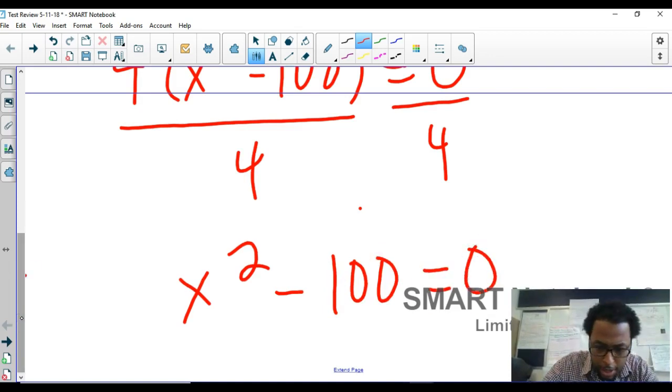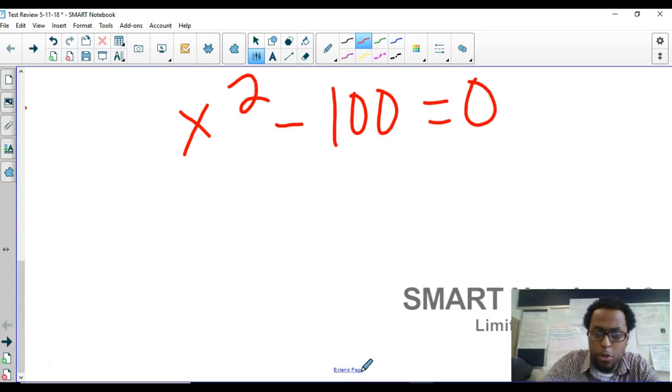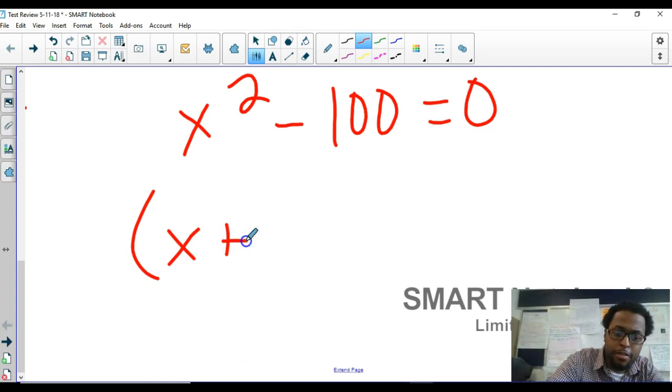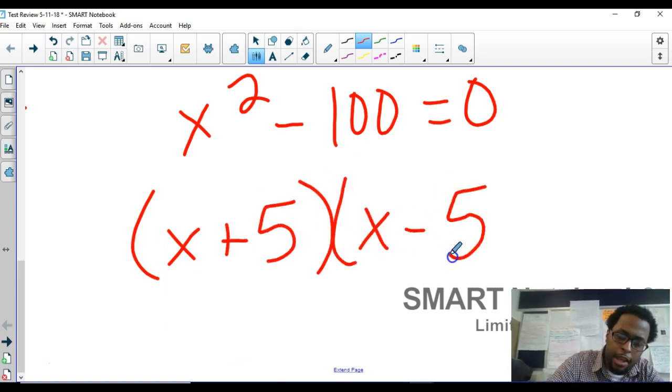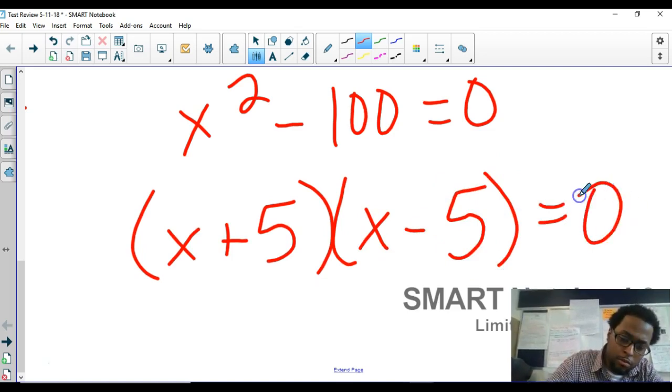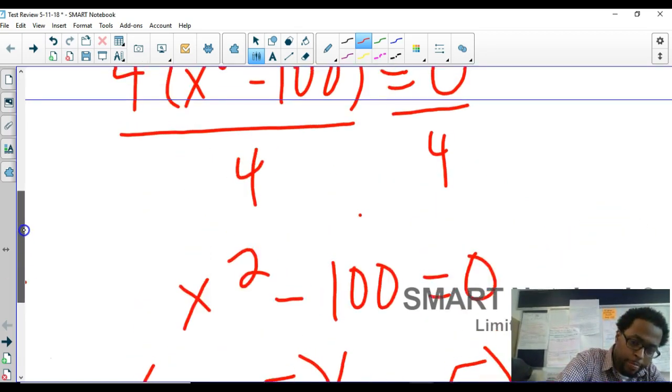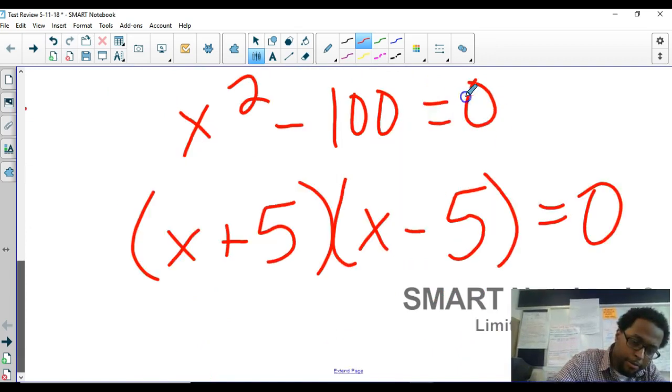What do I realize? I realize that x squared and 100 are perfect squares. So I know in order to get x squared and 100, I have to have my plus 5, and I have to have my minus 5. And again, we realize it equals 0. Okay? And again, just to go back up, 0 divided by 4 is 0.